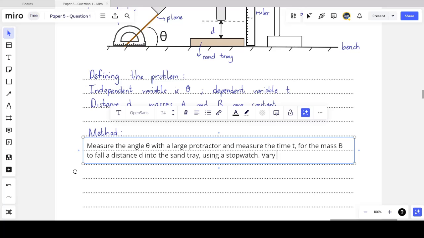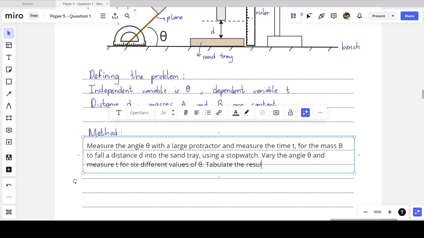So now that I have one value for theta and t, I'm going to vary the angle theta, and for each value of theta, measure the value of t. And I'm going to do this for 6 different values of theta, or multiple values, many different values of theta. I want to get as many readings as possible. Why would I want to do this? Because I want to tabulate the results that I get as follows.